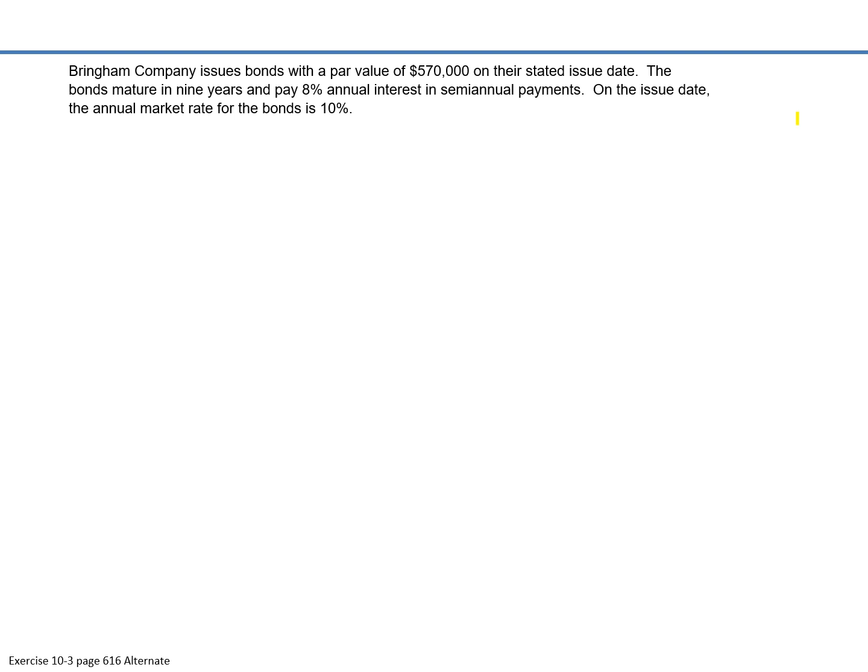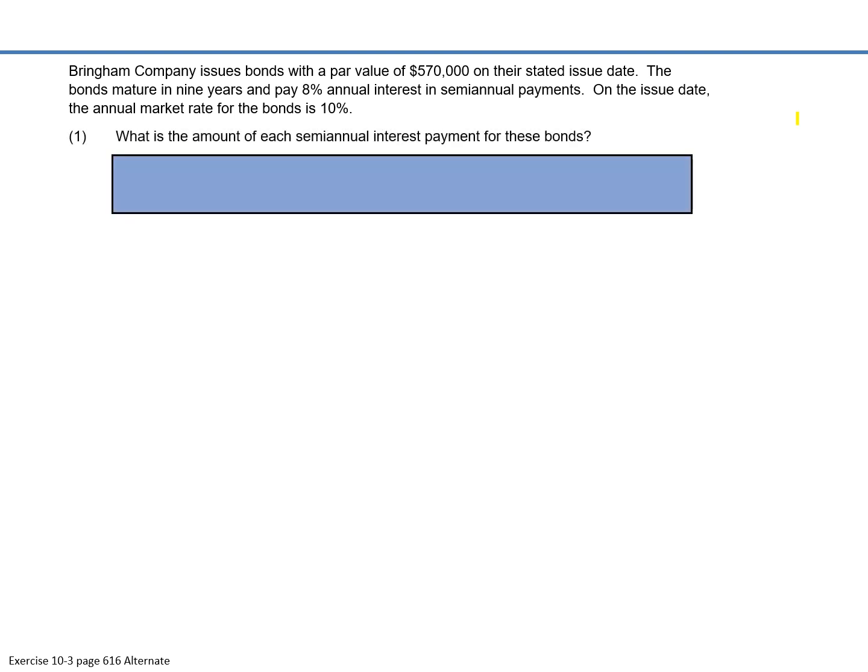All right, so Brigham Company issues bonds with a par value of $570,000 on their stated issue date. The bonds mature in 9 years and pay 8% annual interest and semi-annual interest payments. On the issue date, the market rate is 10%. So, what is the amount of each semi-annual interest payment? Well, par value times the semi-annual contract rate, which would be 4% in this case, equals semi-annual cash payments of $22,800.